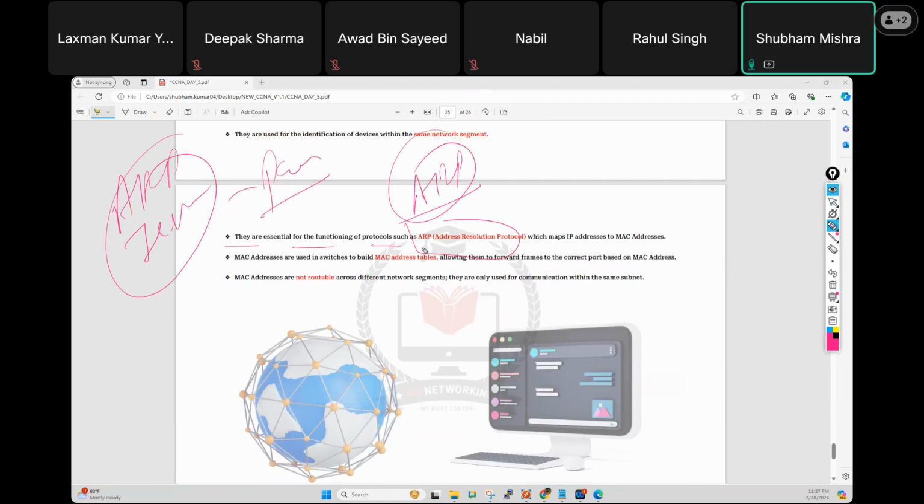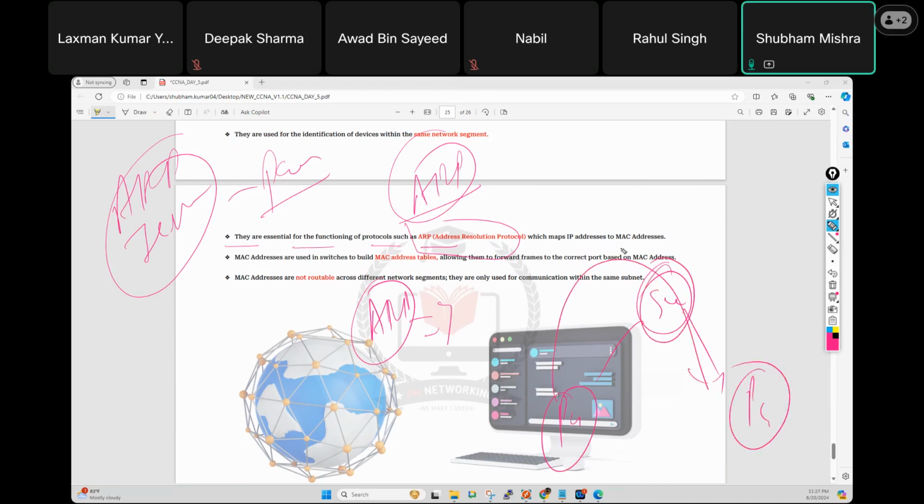ARP and ICMP. Basically, what is the use of ARP? Anyone? ARP is the protocol used to find out the destination device's MAC address. See now, for example, this is the switch, PC number 1, PC number 2. If you want to communicate with this one, the switch forwards a packet on the basis of the MAC address. You know, everyone? Yes or no?